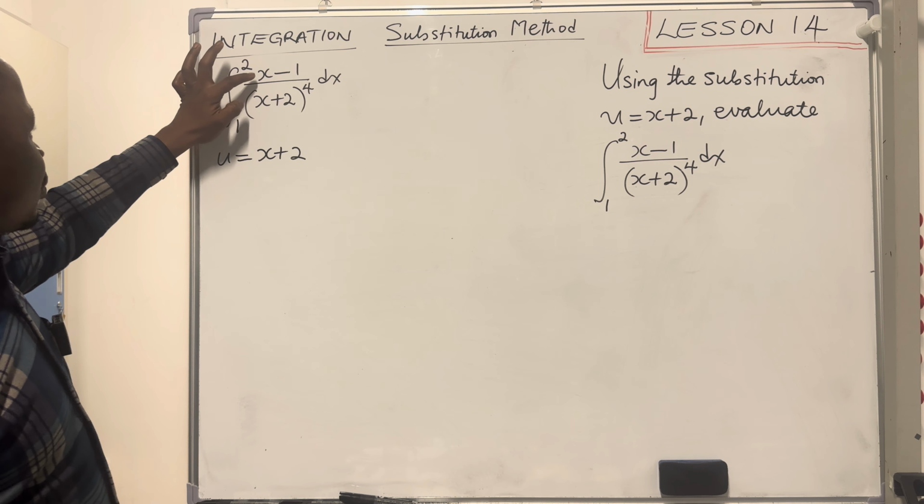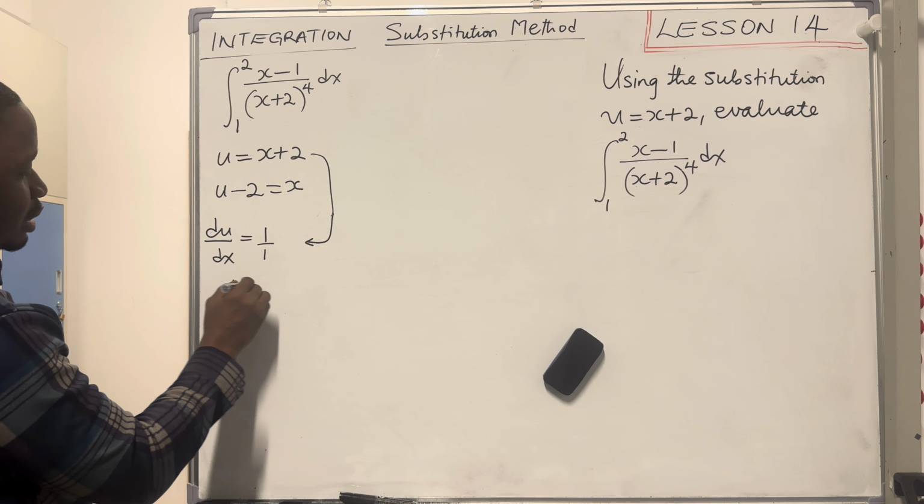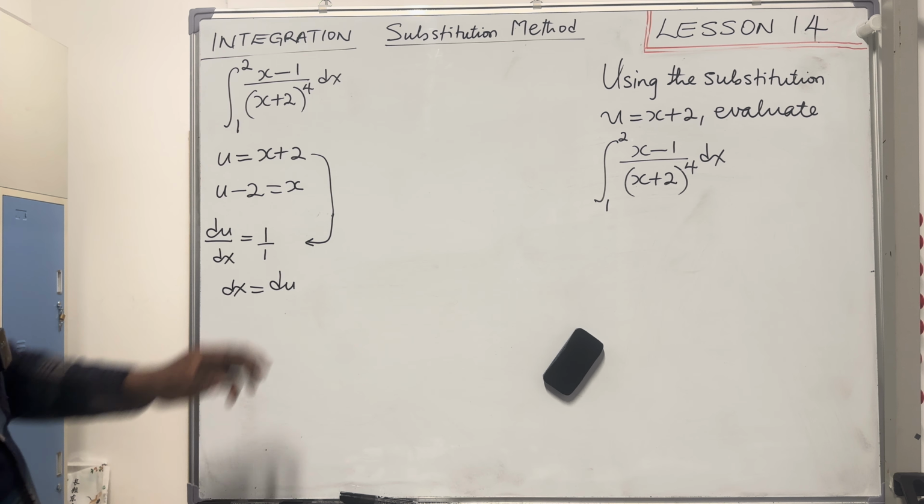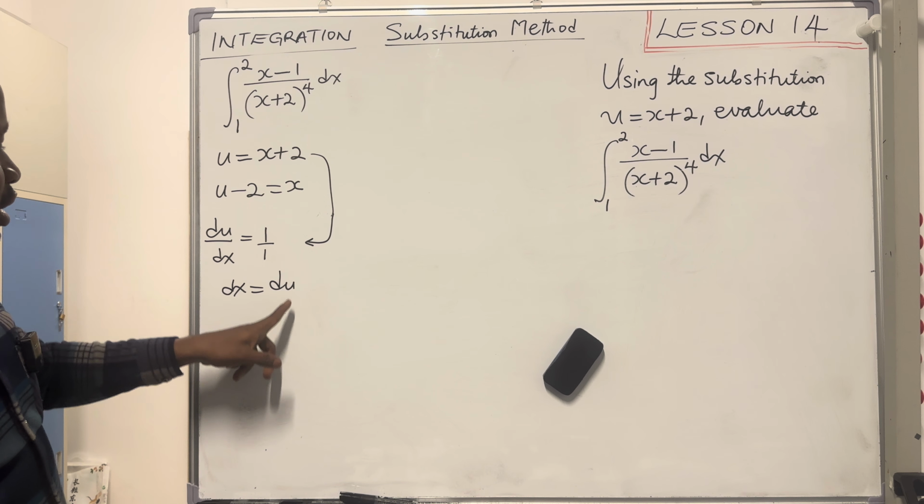We say du, here is x, dx. We differentiate with respect to x. If we differentiate x, what do we get? 1. If we differentiate 2, what do we get? 0. So meaning this is what we have. But 1 is the same as 1 over 1. So dx times 1 is dx, du times 1 is du. So whenever we see dx, what do we write? du.